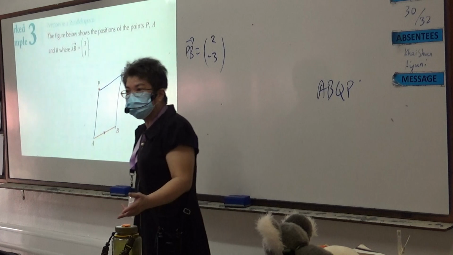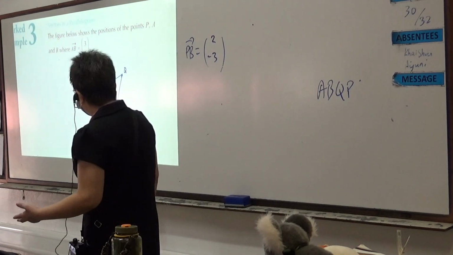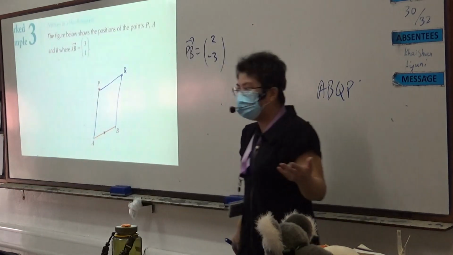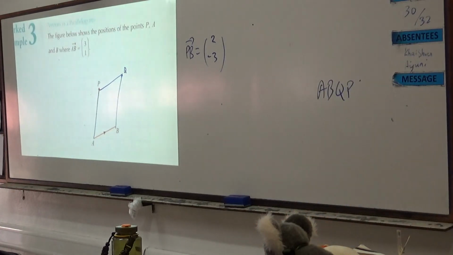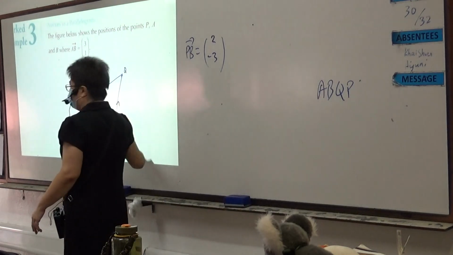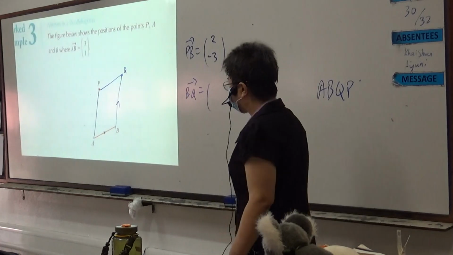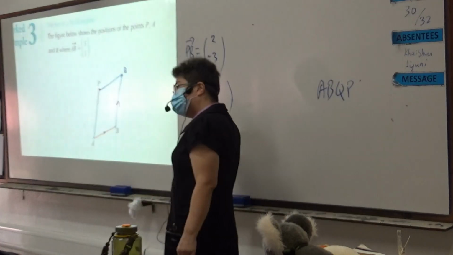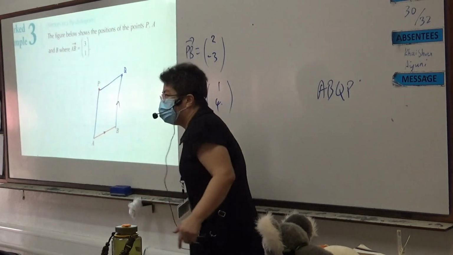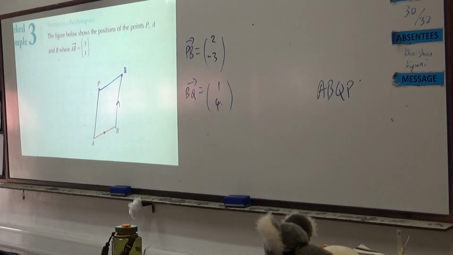You can do counting also, it doesn't matter. Everybody clear with what I'm saying? You can do counting and just draw it and get a parallelogram. Then what did the question want? Part 2, what did they say? Express BQ as a column vector. All of you look. BQ is like that. So what's BQ? 1, 4, right? Can you see it's 1, 4 straight away? So BQ is (1, 4).